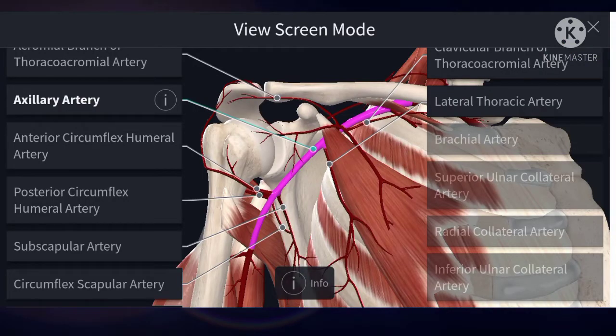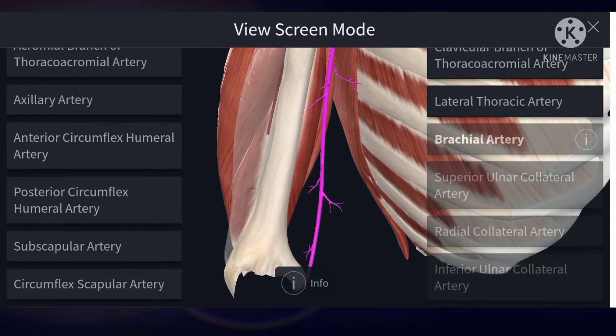Firstly, we will see the axillary artery. As you already know, the axillary artery is a continuation of the subclavian artery and it extends from the outer border of the first rib, as you can see here clearly, to the lower border of teres major muscle. At the level of the teres major muscle, it continues as the brachial artery.